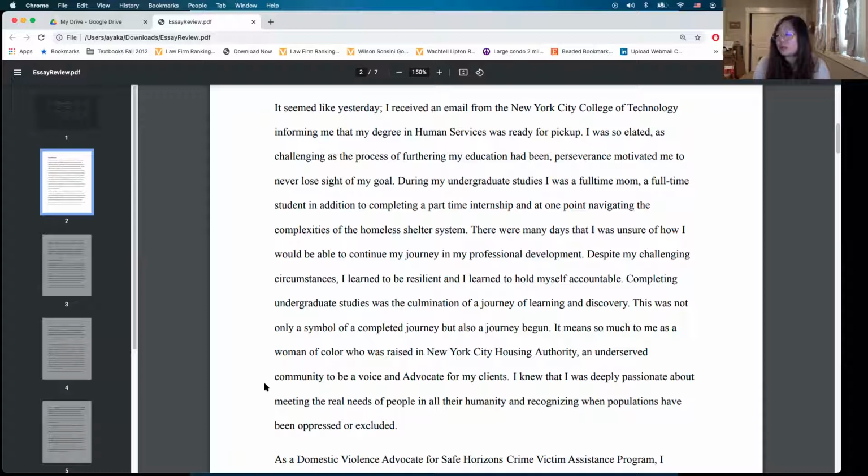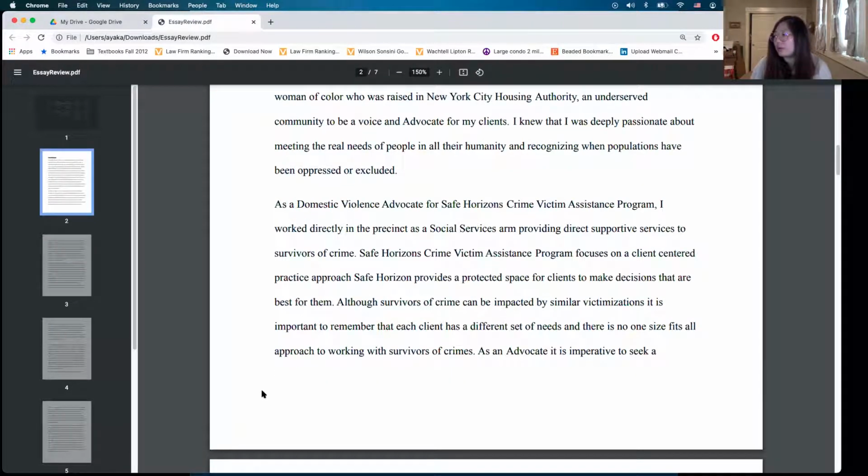Completing undergraduate studies was a culmination of a journey of learning and discovery. This was not only a symbol of a completed journey, but also a journey begun. It means so much to me as a woman of color who was raised in New York City Housing Authority, an underserved community, to be a voice and advocate for my clients. I knew that I was deeply passionate about meeting the real needs of people in all their humanity and recognizing when populations have been oppressed or excluded. As a domestic violence advocate for Safe Horizons Crime Victim Assistance Program, I work directly with the precinct as a social service arm, providing direct support services to survivors of crime.